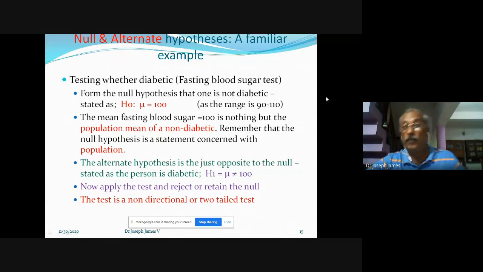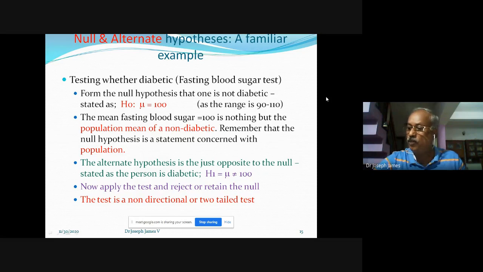By stating the population mean mu not equal to 100, it means it can be more than 100 or less than 100. In that case, we use a non-directional test, that is a two-tailed test. That is, the value can fall less than the population mean, or it can fall more than the population mean.